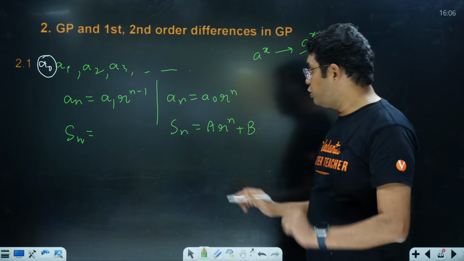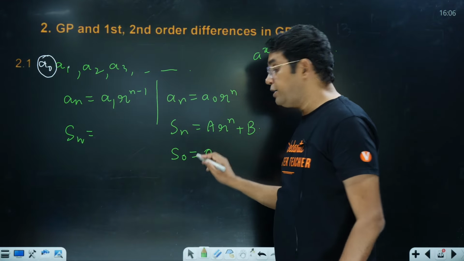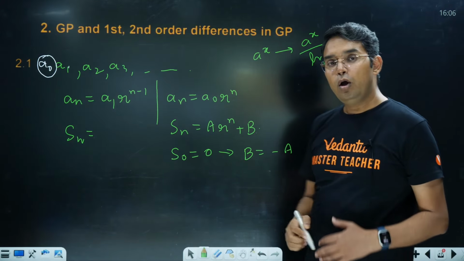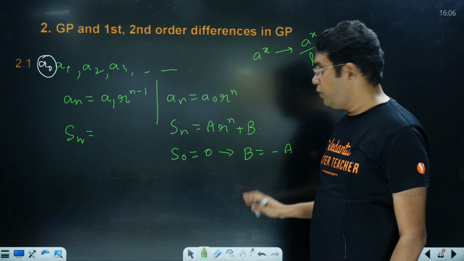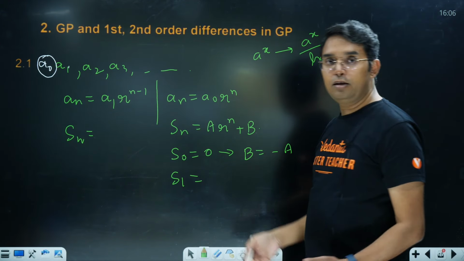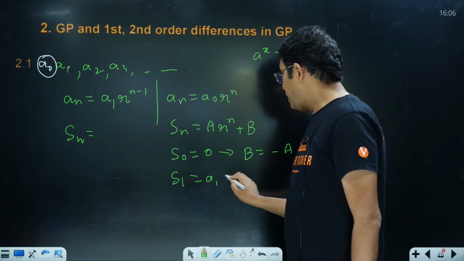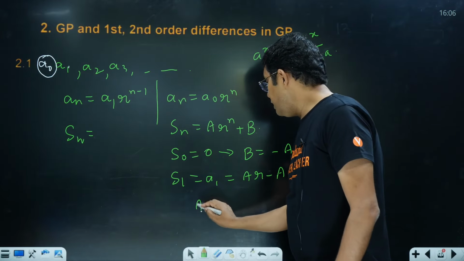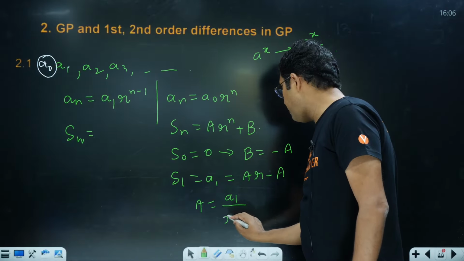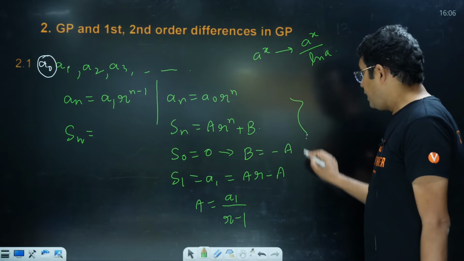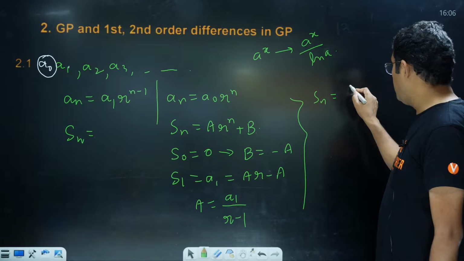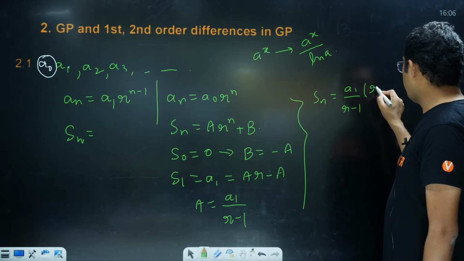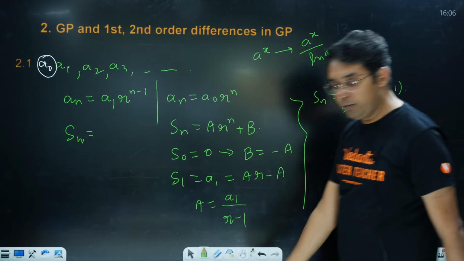And as I told you there also, whenever S naught is to be found, it has to be 0. This gives you that b will be equal to minus a. Then S1 will give you all the values. How? S1 will be A1, and that will be equal to a r minus a, because b was minus a. So from this we are getting a equal to A1 upon r minus 1. So now you can see we get Sn, that is equal to A1 upon r minus 1 into r power n minus 1. I think that is the sum of n terms of GP.